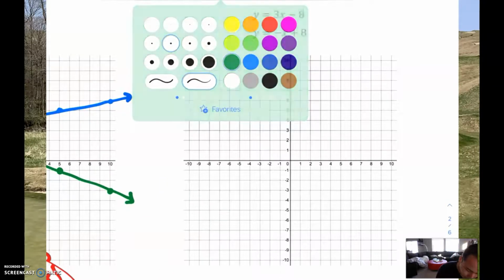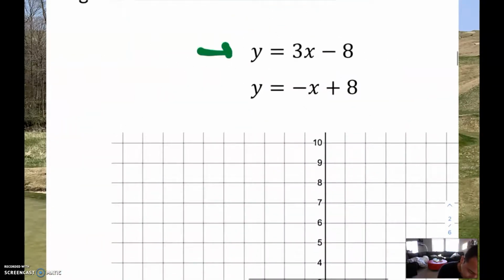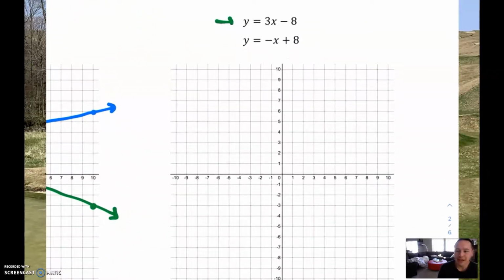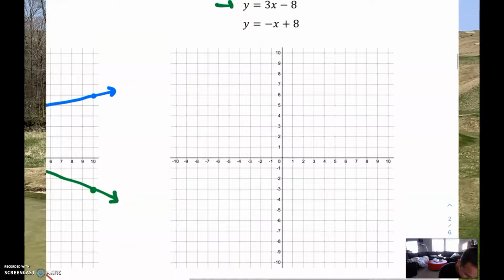Let's use green and blue again. So I'm going to start by graphing this one in green. We have y equals 3x minus 8. So the first thing that we have to plot is that minus 8. That's your y-intercept. Goes right there.